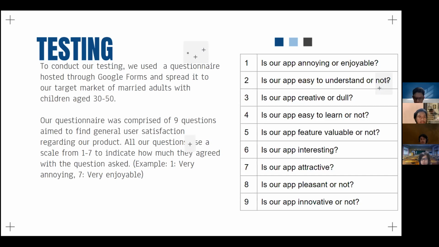Okay, so to conduct our testing, we used a questionnaire hosted through Google Forms, and we spread it to our target market of DisciplinaryHub users, which are parents, married adults with children, aged 30 to 50. Our questionnaire was comprised of 9 questions aimed to find general user satisfaction. So basically, we're going to try and gauge how well received our product is in the market. We used a scale rating, 1 to 7, to indicate how much they agreed with the question asked. For example, for the first question, is our app annoying or enjoyable? 1 will be very annoying, 7 will be very enjoyable. Next.